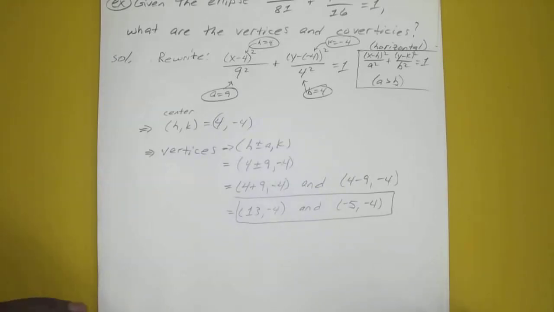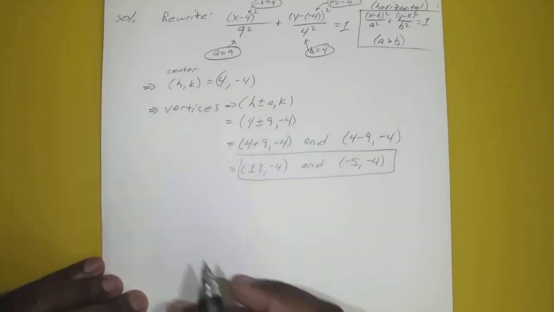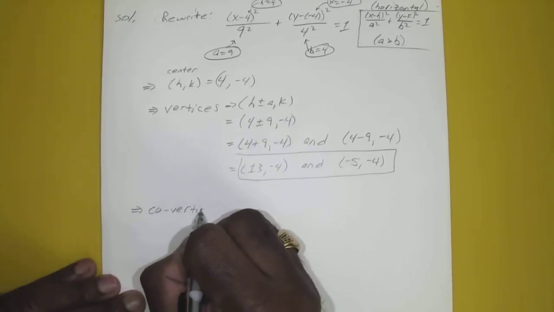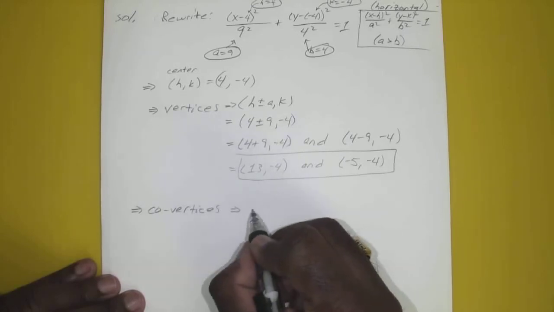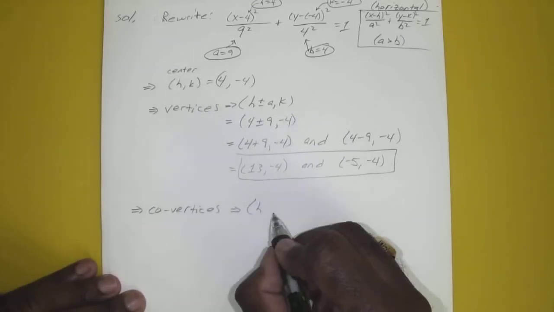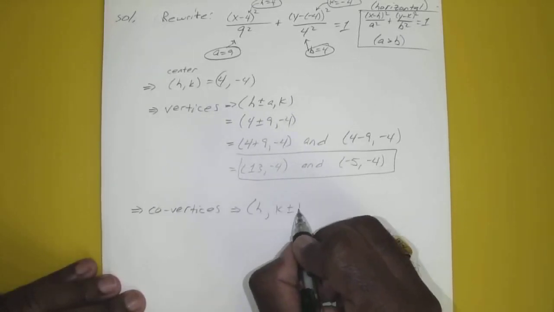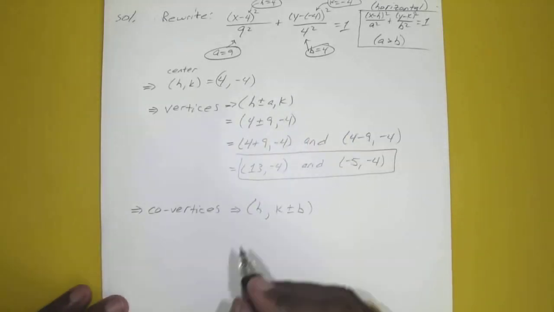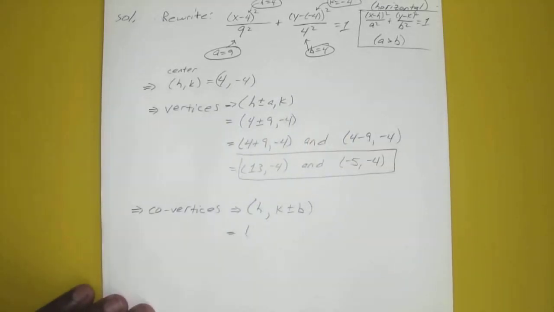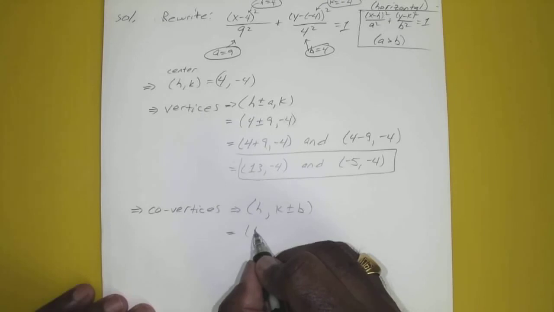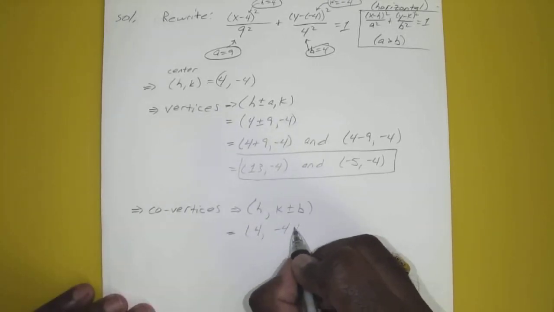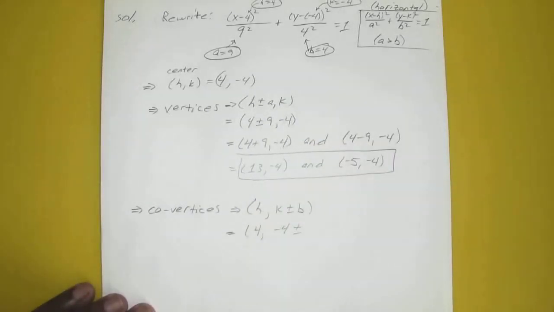Okay, now to find our co-vertices, that's H, K plus or minus B. Okay, so we know B is equal to 4. So our H is 4. So we have 4. And our K is negative 4. So that's negative 4 plus or minus our B, which is 4.